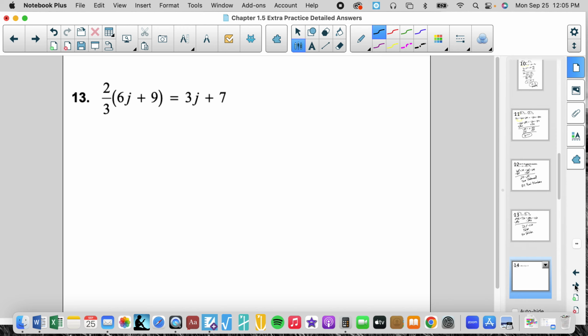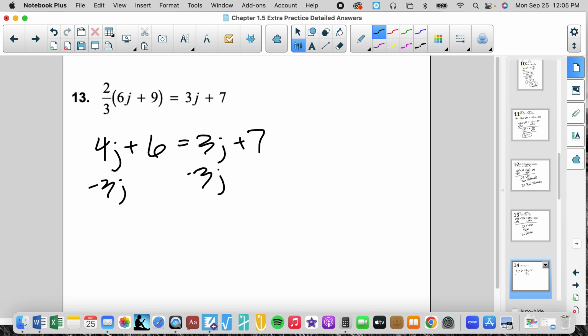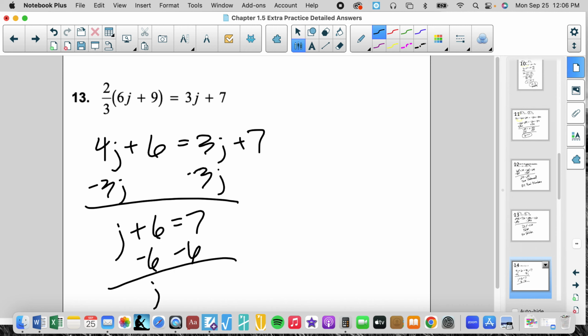That's a good one. Number 13, I'm going to distribute because notice the coefficients, the numbers in the numerators are multiples of the denominators. So I know I'm going to get good numbers. 3 goes into 6 2 times, the numerator 2 here gives me 4j. 3 goes into 9 3 times, the 2 is 6. So when I multiply those two, I'm going to get those solutions. And we're going to move the variable, minus 3j, gives me j plus 6 equals 7, minus 6, j equals 1. So I got a solution. When my variables don't cancel out, I know that I'm going to get a single solution.